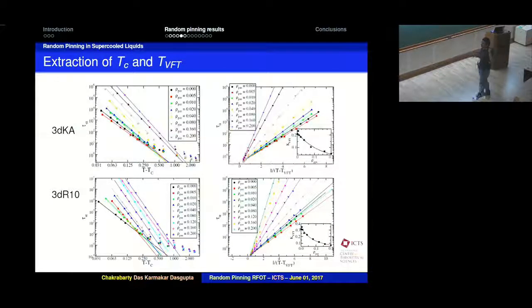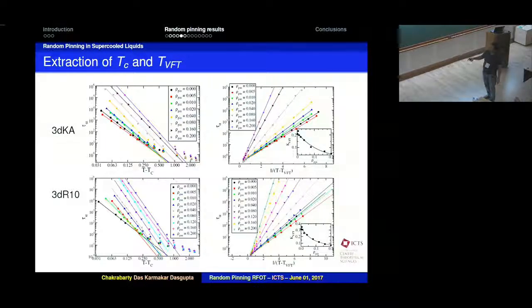So these are the first results. You calculate the relaxation time from the overlap correlation function, and then you can fit it to a power law to get the mode coupling transition temperature, or you can do a VFT fit and get the VFT transition temperature. This fit also gives you a value of the fragility of the liquid, which was shown in the first plot, where I said that the activation energy for some liquids dramatically increases as you approach the glass transition temperature. A measure of that is the fragility.